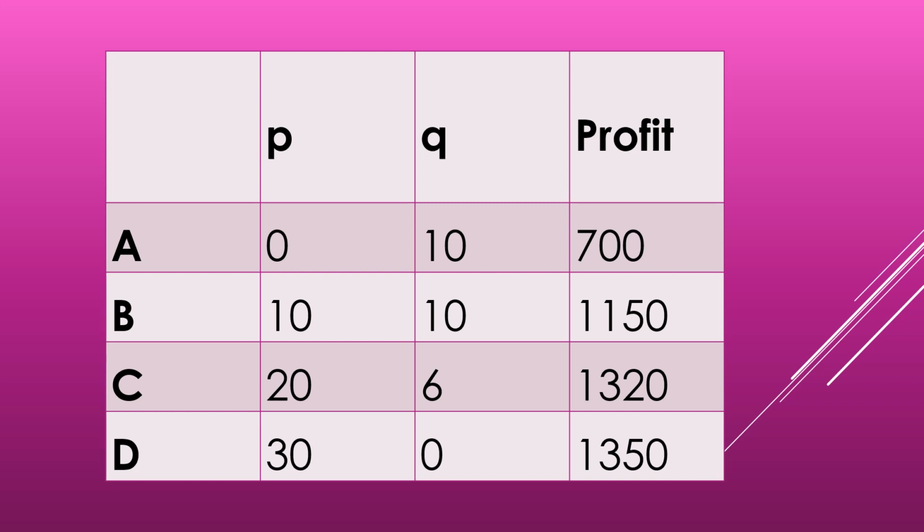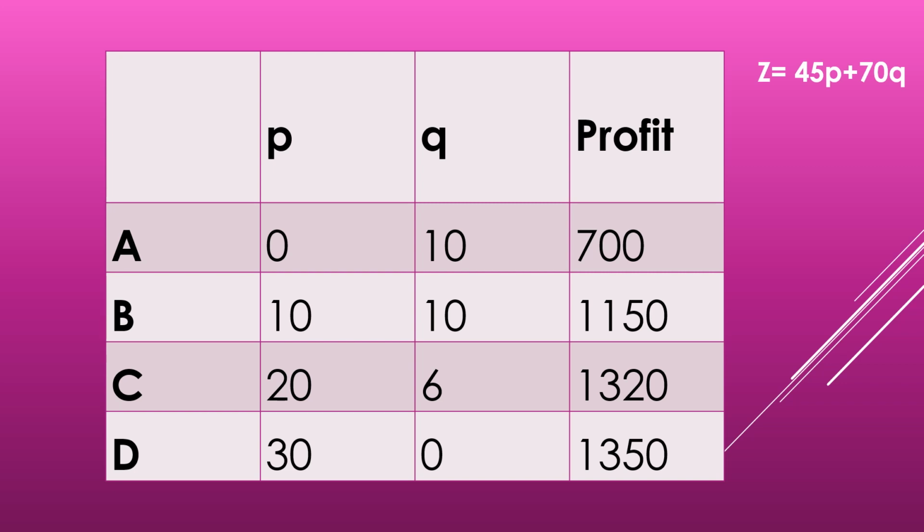For each corner point, we are going to find the profit figure. The profit figure is Z equals 45P plus 70Q. For each coordinate of P, we multiply it by 45, which is the profit figure of P, and for each corner point of Q, we multiply it by 70. Why? Because it is the profit figure for Q. By substituting these figures for each corner point, we derive the profits.